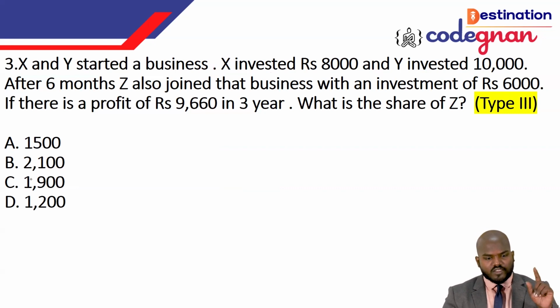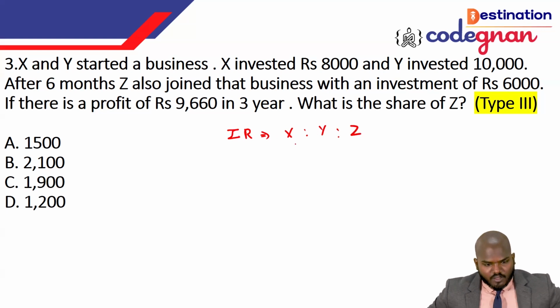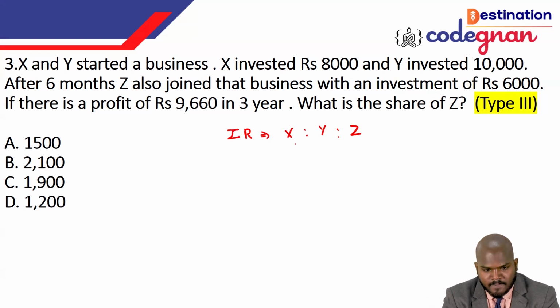Let's see the investment ratio of X, Y, and Z. For example, X invested 8,000 rupees and Y invested 10,000 rupees. That is the deal they have given. After 6 months, Z also joined the business with an investment of 6,000 rupees. If there is a profit of 9,660 rupees in 3 years, what is the share of Z? That's the question.